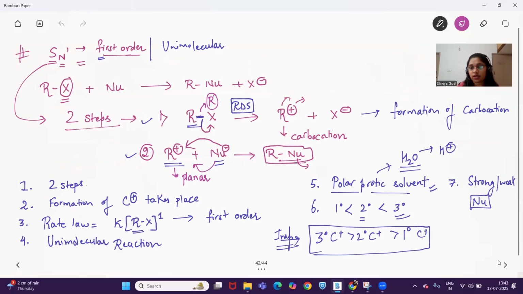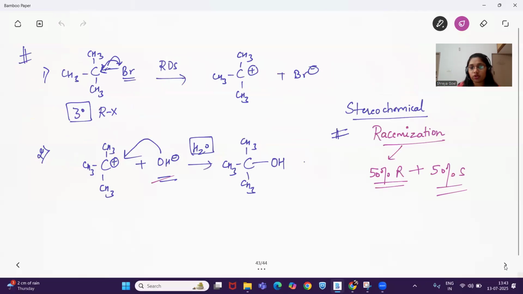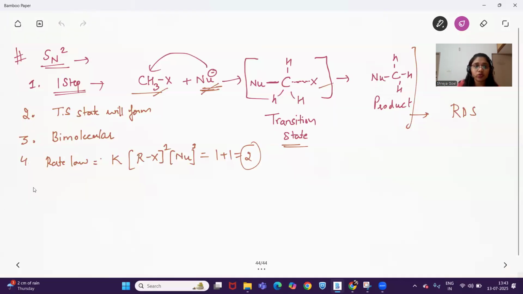Now another point is about solvent. Here we use polar aprotic solvent. What is an aprotic solvent? That is polar in nature, but it does not contain H plus ions to release. For example, you can say THF, DMSO. So these are the polar aprotic solvents we use here.